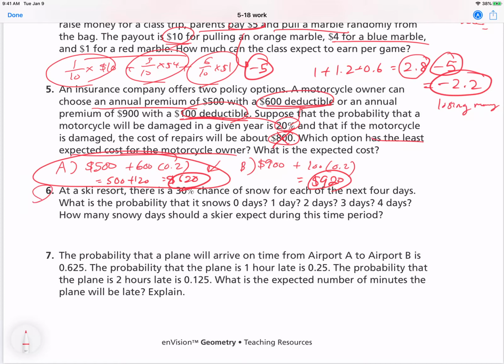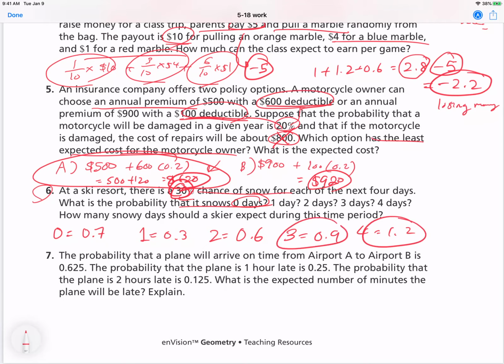Number 6, a ski resort, there's a 30% chance of snow for the next 4 days. What is the probability that it snows 0 days? Well, the probability that it snows 0 days would be 0.7, because there's a 30% chance of snow, that means a 70% chance of not snowing. So for 0 days would be 0.7. For 1 day it would be 0.3, because that's 30%. For 2 days that would be 0.6, because you just have to keep on adding them up. 3 days, 0.9, 4 days, 1.2.